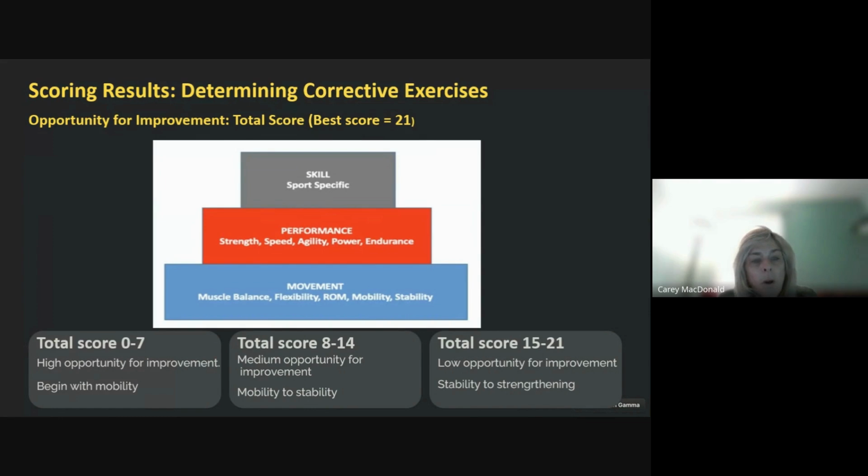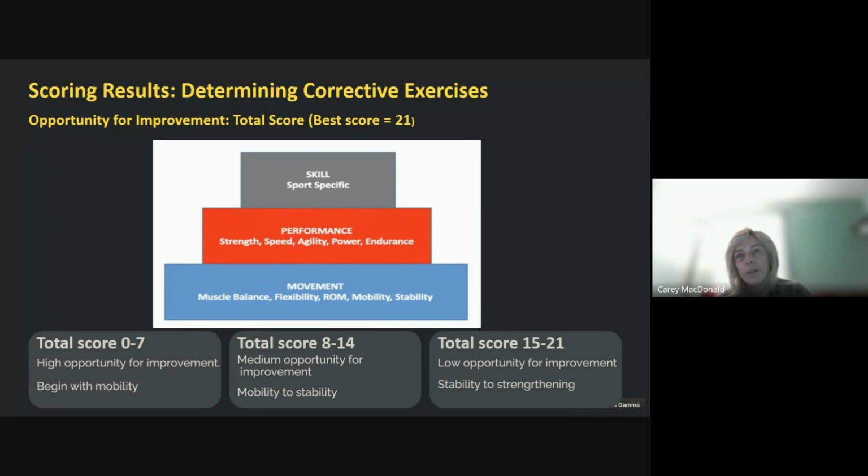So when we're determining the corrective exercises, which again is a whole other component, scoring and doing the assessment is one thing, but creating a program for someone is a little bit different. Gray Cook utilizes this performance pillar that goes from the base to the top. The base is your general movement, so that's your balance, mobility, flexibility, range of motion. The middle one is your performance level, which has to do with your strength, speed, agility, power. And the top one is more skill or sport specific.